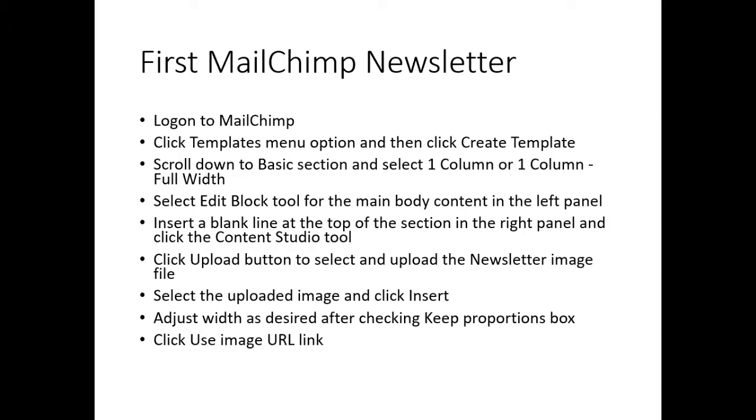Then what you'll see is on the right-hand side will be the content from that left panel will show up in the right panel. And just to get started, since we're talking about the first MailChimp newsletter, I always recommend just leaving the content there because it's a good example of what you could do using some of the text tools. It could just be good inspiration. You may delete it later or simply may modify it for your liking. But add a blank line, just like you would in any other editor, to the top of that section in the right panel.